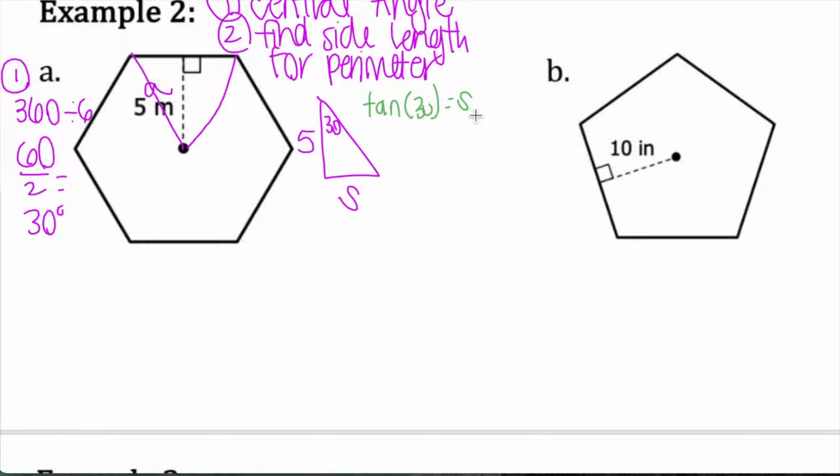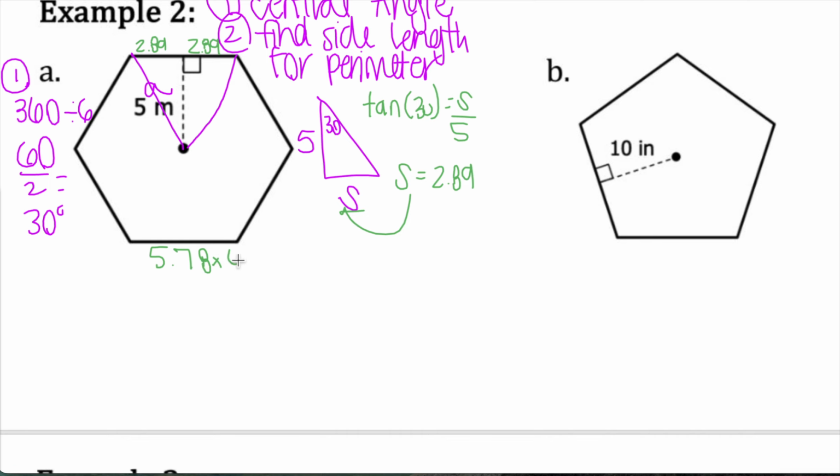Tangent of 30 is equal to S over 5. And how I solve for S is I'm just going to multiply 5 times the tangent of 30 and get a decimal that I may have to simplify, and we'll see that here in a moment. So the decimal we should get right away is 2.89. Now, that means that both of these smaller triangles have a side length of 2.89, but what I want to know for perimeter is the entire length. So really that's just 2.89 plus 2.89, or 2.89 times 2, and we're going to get about 5.78.